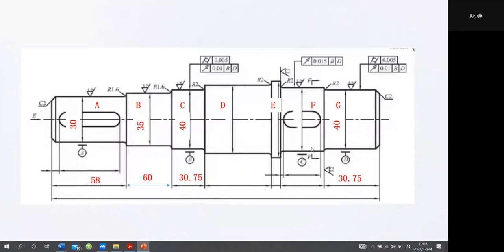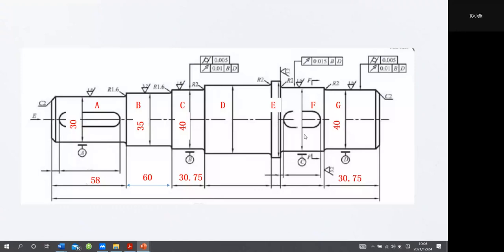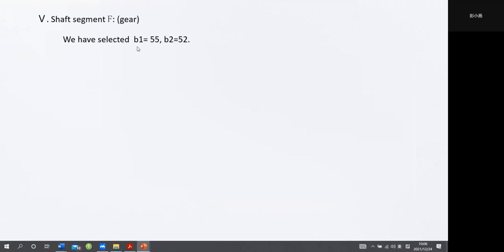On segment F, a gear is mounted, okay? For shaft segment F, do you remember when we did the gear design, we selected B1 as 55 and B2 as 52? Do you remember? So for the high speed shaft, the small gear is mounted. So the width of this segment should be equal to B1. So the length L6 is 55 millimeter, equal to this one. This is the width of gear 1. Okay.